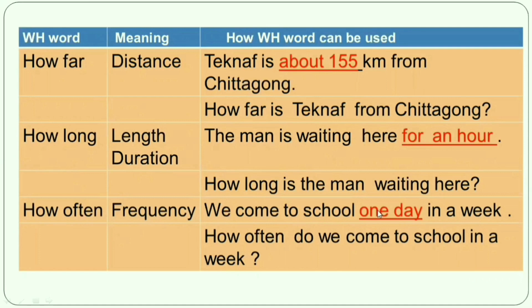Okay, so if it indicates the frequency, then the WH word will be how often. So right here, first how often, then find out if there is any auxiliary verb. No auxiliary verb. So do, does, did. As the verb is in the present form, you have to take do, as there is no s with the verb. So do, then subject we, then the present form of the verb come, then to school in a week. That means, how often do we come to school in a week?